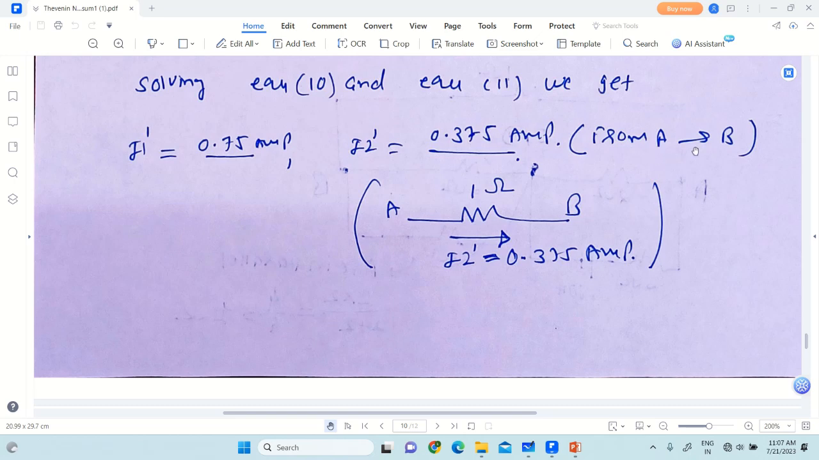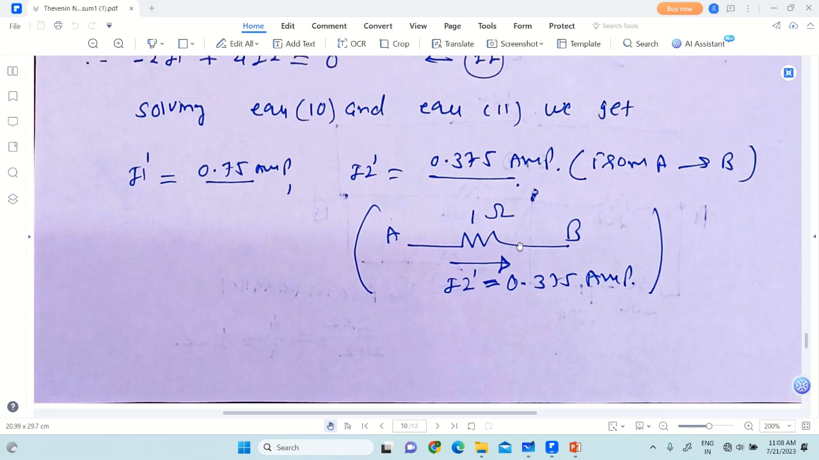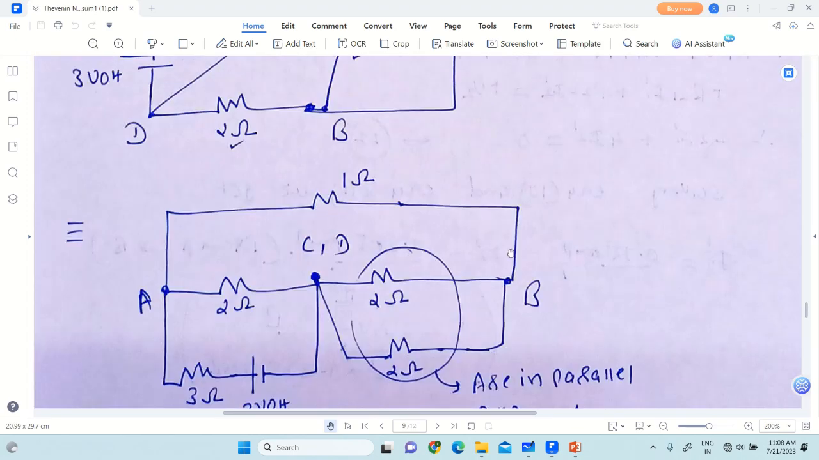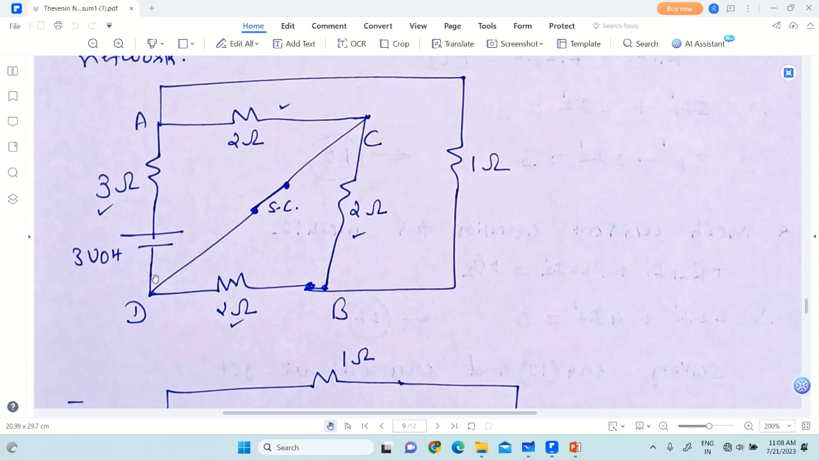So current is flowing from A to B through 1 ohm resistance. So the response, it means current through the load resistance RL, that is equal to 1 ohm, is I2 dash, is 0.375 if we apply only one energy source, and that is of 3 volt. So step number 1 is complete.